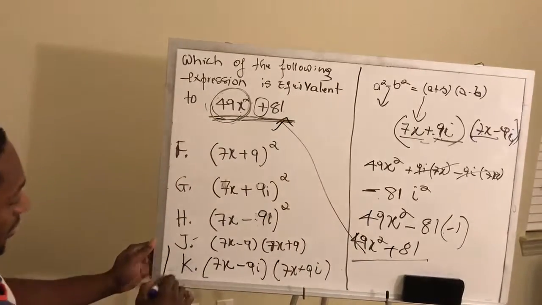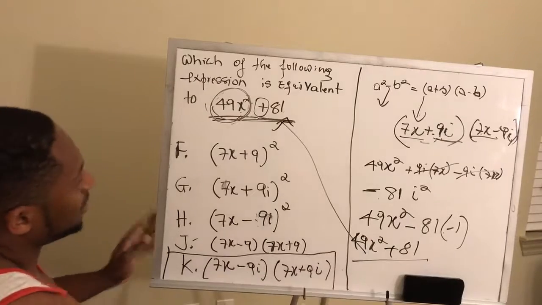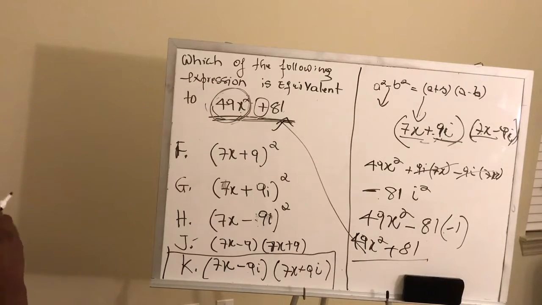And the answer choice is this one right here. So this is like a conjugate pair of complex numbers.